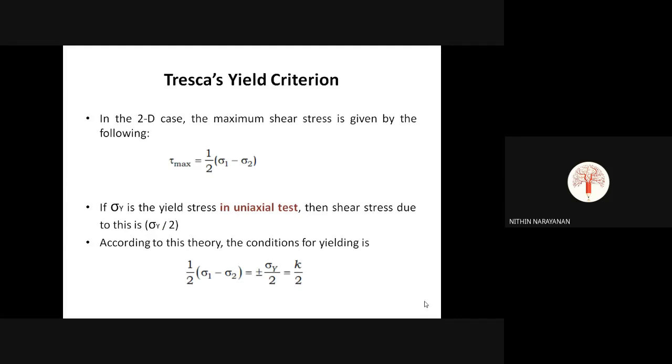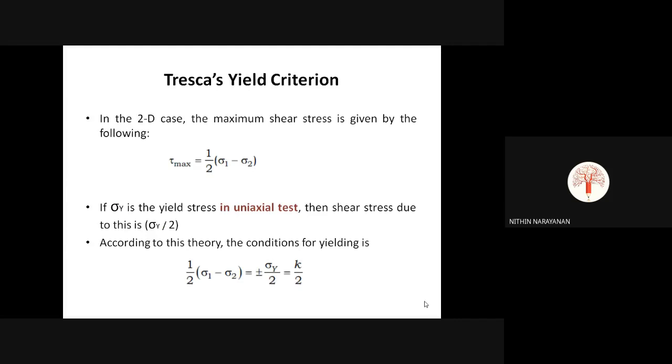In 2D cases, there will be only two principal stresses, sigma 1 and sigma 2. For these principal stress planes, the shear stress will be 0. But by using these principal stresses, we can find out the maximum shear stress. Maximum shear stress we can find using this.